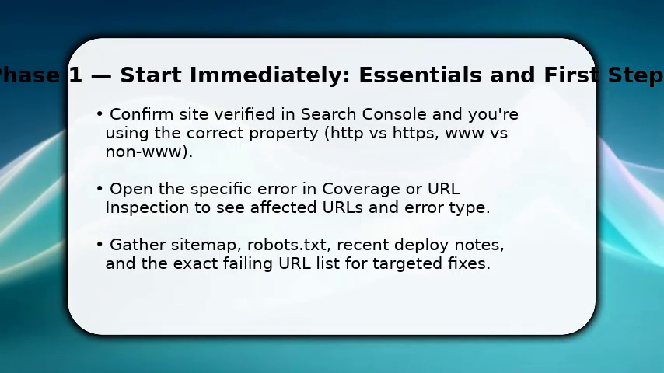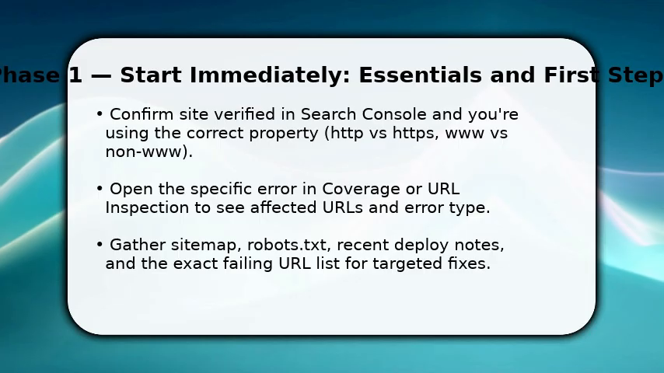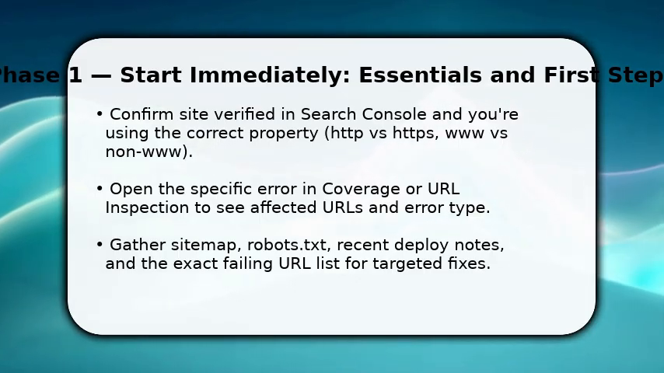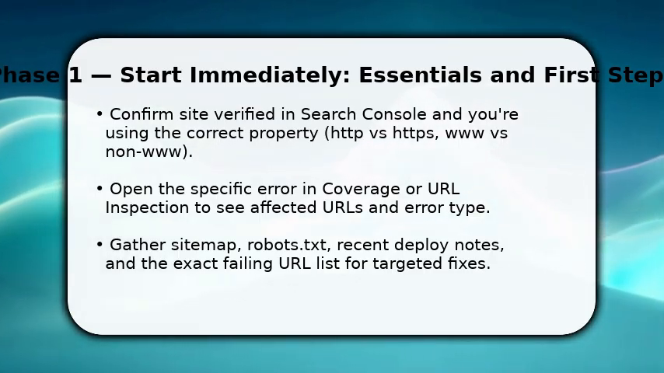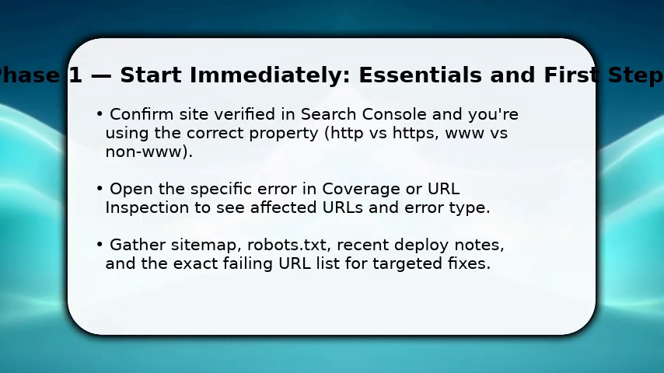Next, collect your sitemap, robots.txt, and any recent deployment notes so you have context. Once done, prioritize a small sample of URLs to test changes quickly. That way you can validate fixes before wide release and avoid repeating work across many pages.